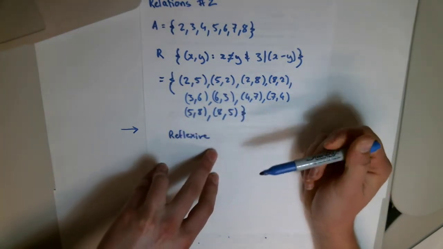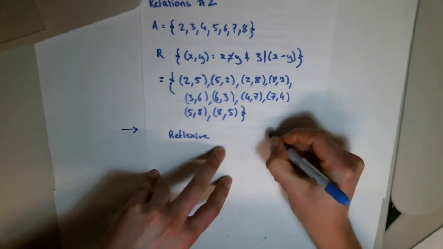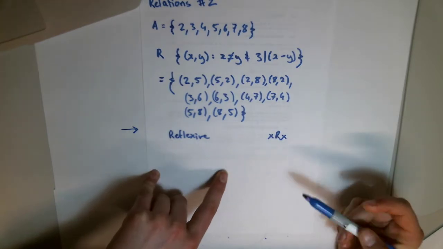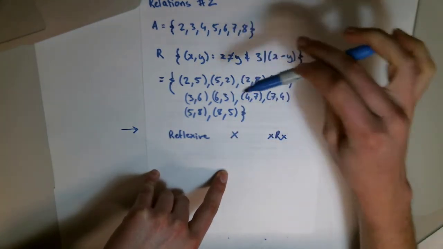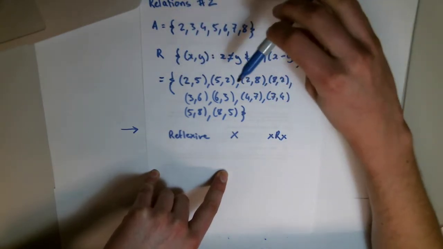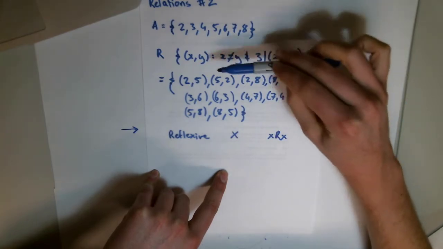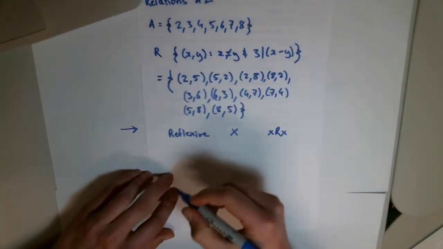So again, just remembering with reflexive, you're asking if x maps to itself. So if your first number maps to your first number again. And so we can see immediately this relation is not reflexive because we don't have any examples where 2 is mapped to 2, 3 is mapped to 3, 4 is mapped to 4. And in fact, this relation expressly forbids it being reflexive. So it's definitely not a reflexive relation.